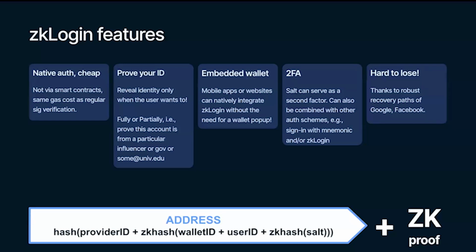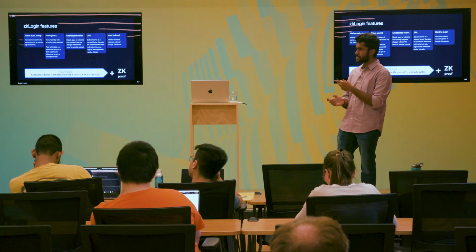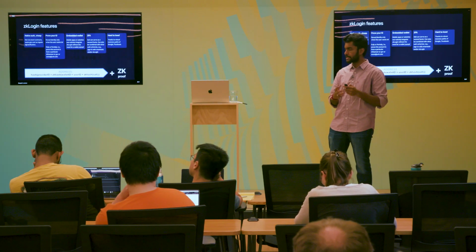Okay, so to quickly summarize, the key features that zkLogin has: we have native authentication that is cheap, so users can just use Google login as if they were signing in with a private key. Proving your identity is a feature that we haven't touched upon until now. If you are using your email address, you could in theory reveal a part of your email address, like the domain. And you could imagine creating an account that is controlled by anyone in an organization if you just derived the address from the suffix of the email address, right? The fact that emails are there in the JWTs allows us to explore some interesting ideas related to identities and playing with identities on blockchains.